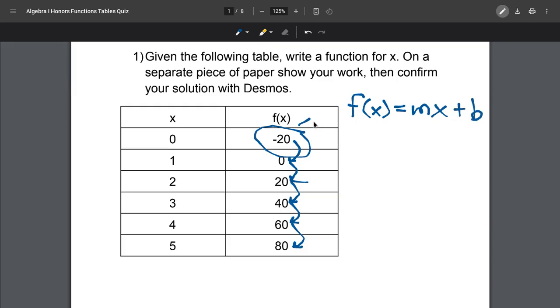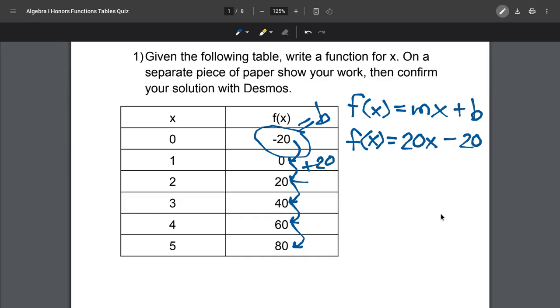So my b value is going to be negative 20. And then my slope is going to be the amount I increase every time I increase 1 in x. I increase 20 on the f of x, so my slope is a positive 20. So my linear function is going to be f of x equals 20x, and then we could have plus negative 20 or just minus 20.